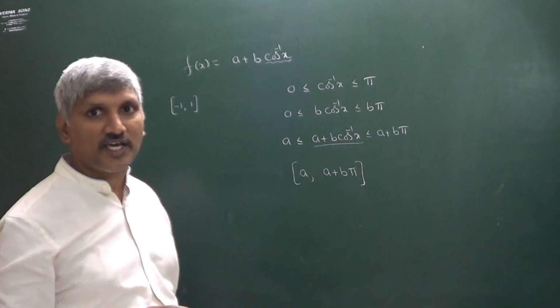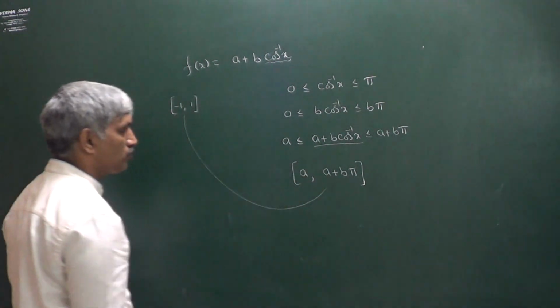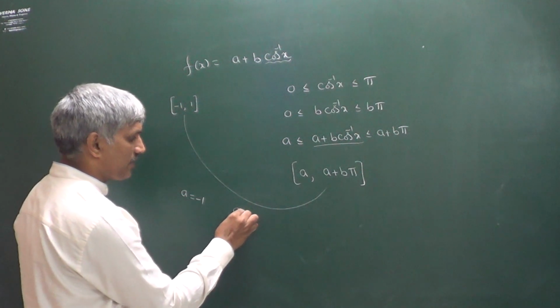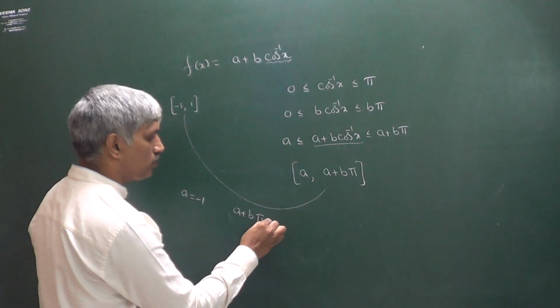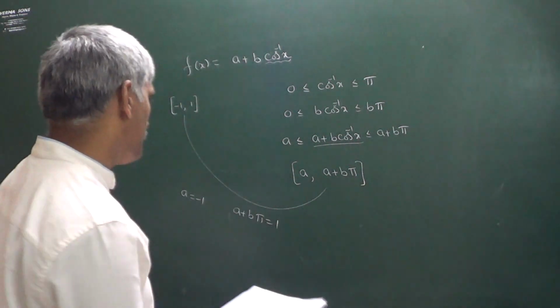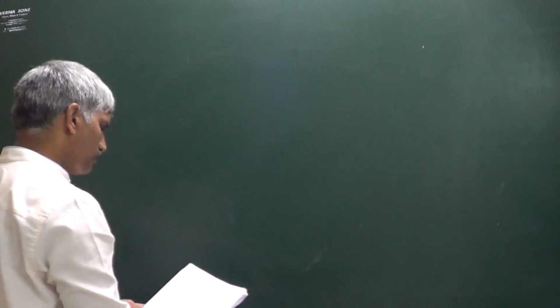But the information is saying that the range and domain of the function are the same. That means these two are the same sets. So that's why I can say a is equal to minus 1 and a plus b pi is equal to 1. I hope from this you can find out the values of a and b. He is asking in the question for b minus a, which we have to find out.